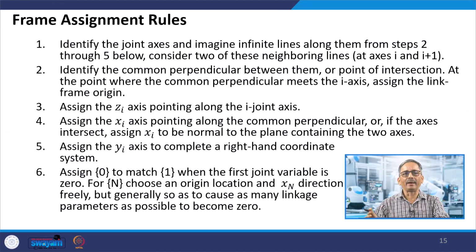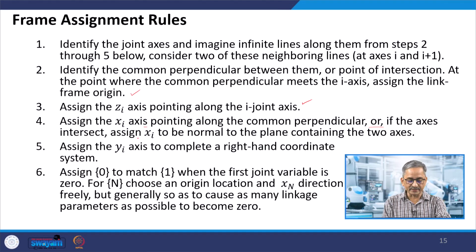So, to make our life easier, there are some frame assignment rules, and these rules are: identify the joint axis and imagine an infinite line along them. From steps 2 through 5 below, consider 2 of these neighboring lines. Identify the common perpendicular between them, or the point of intersection. At the point where the common perpendicular meets the i axis, assign the link frame origin.